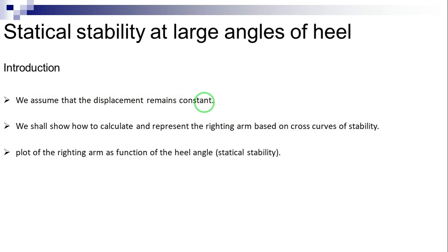The central notion here is the righting arm. We shall show how to calculate and represent the righting arm in a set of curves known as cross curves of stability. Another topic is the plot of the righting arm as function of the heel angle for a given displacement volume and a given height of the center of gravity. This plot is called curve of statical stability, and it is used to assess the ship's stability.